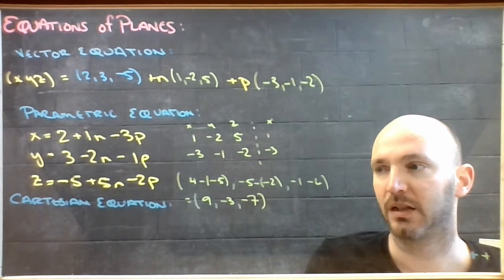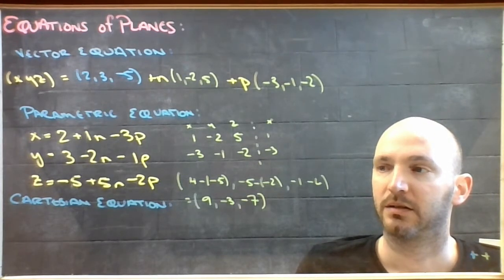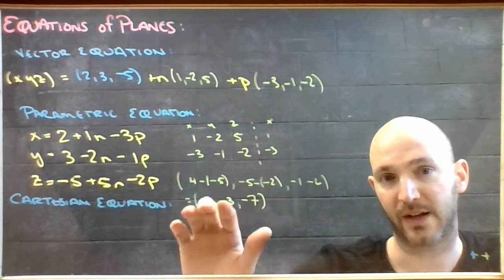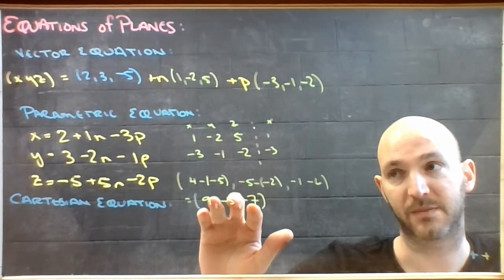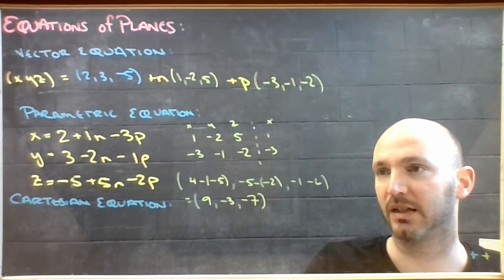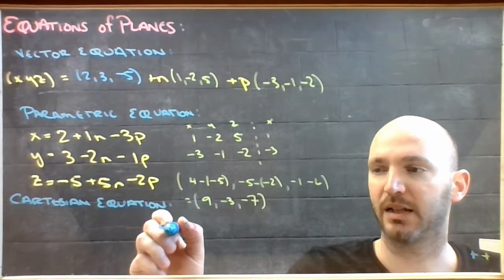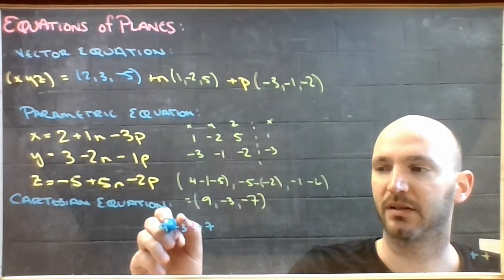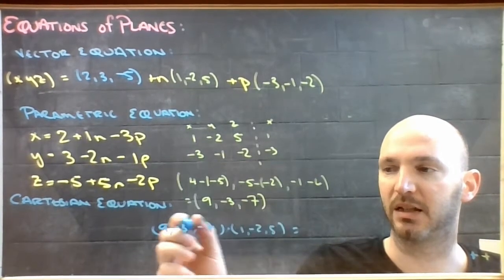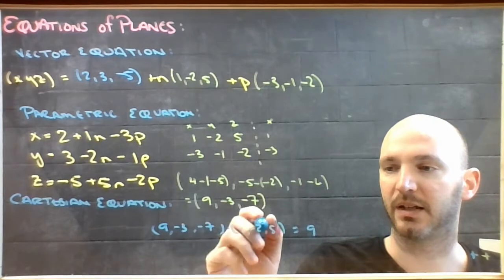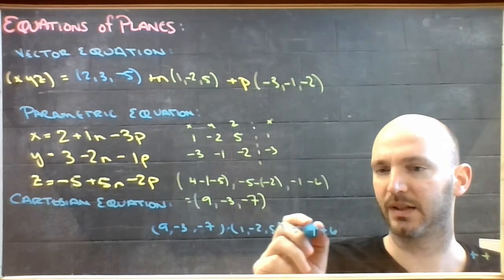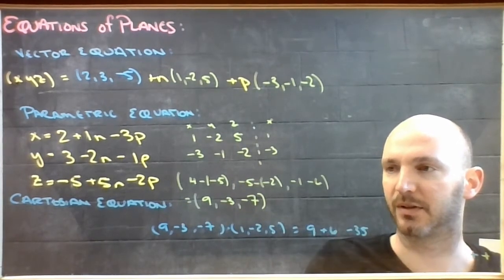All right. So that vector there, 9, negative 3, negative 7, is allegedly perpendicular to both this and this. And we should check just to make sure I've done it correctly. So 9, negative 3, negative 7, dotted with 1, negative 2, 5, would be 9 times 1 is 9, negative 3 times negative 2 is 6, negative 7 times 5 is negative 35. So something has gone wrong here.